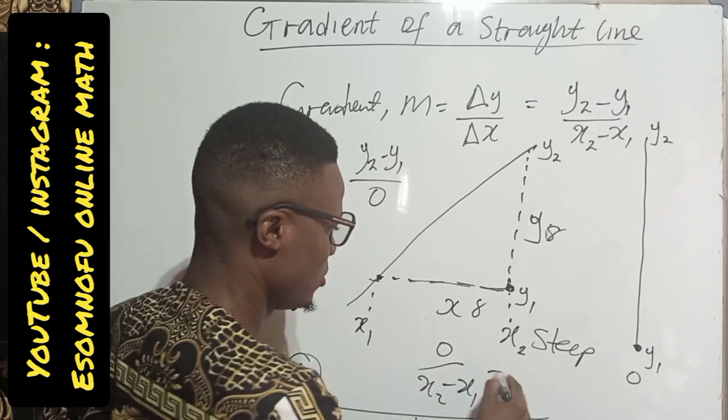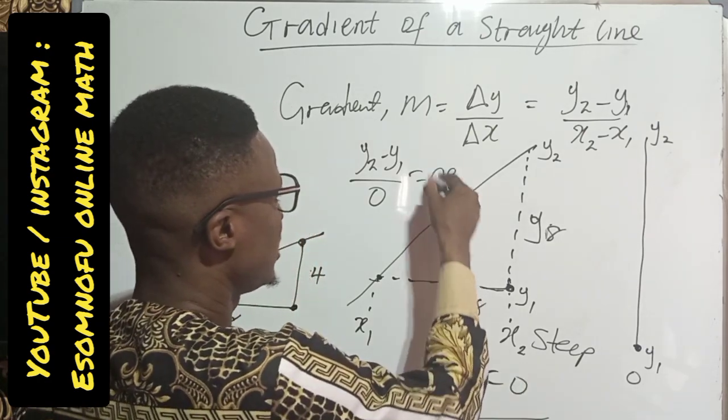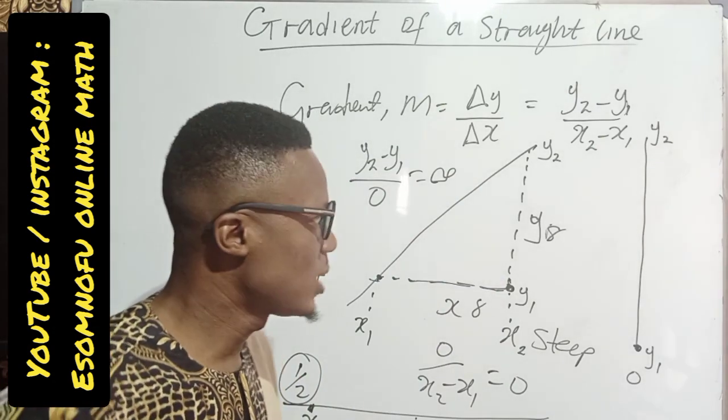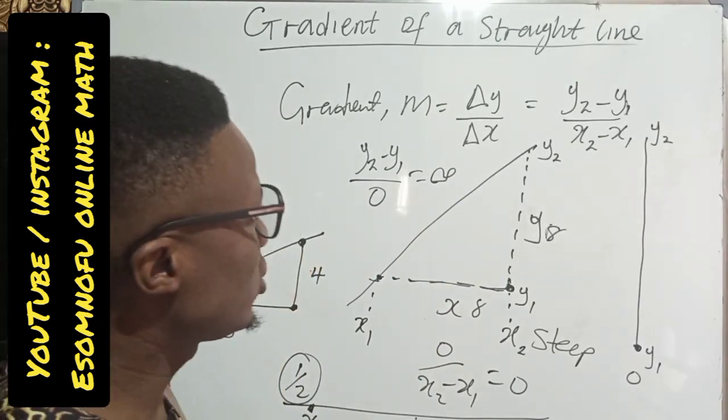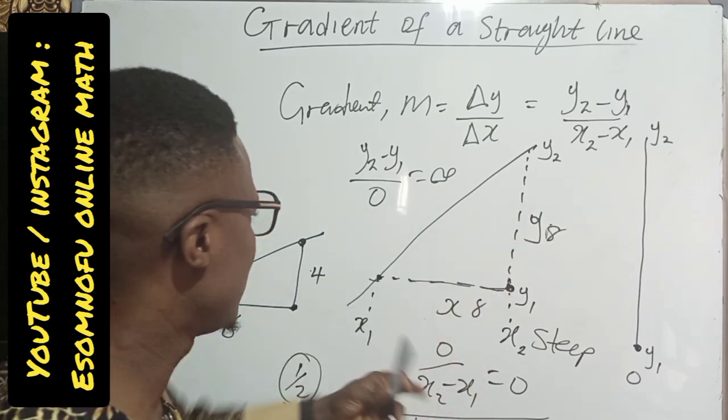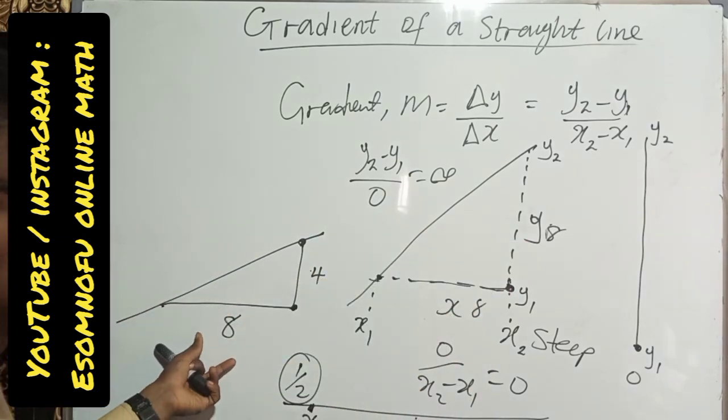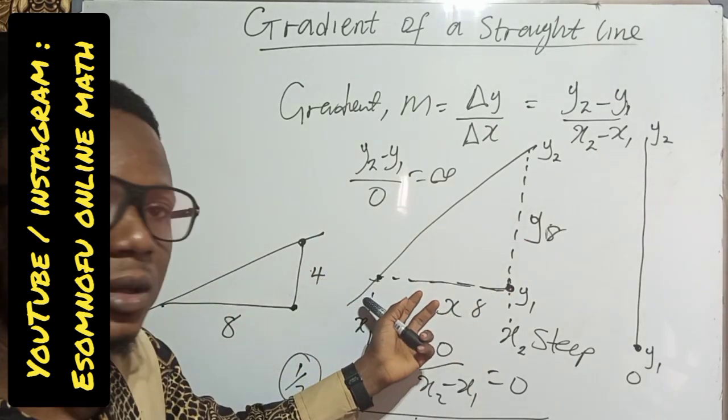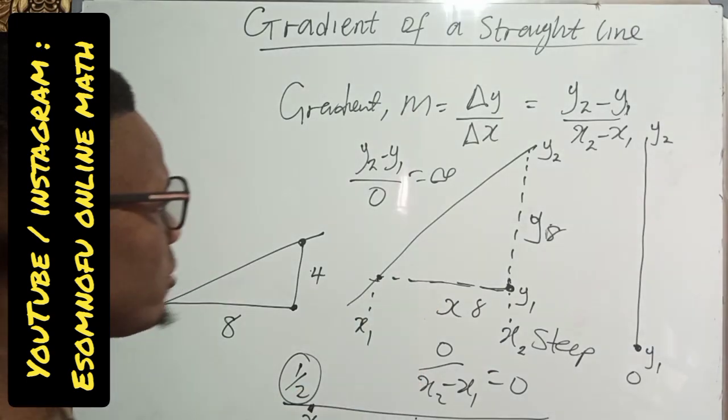And this will give us 0, unlike this one, which is undefined, infinity. Okay, so you can now see that gradient is just the measure of change in y to change in x. There is a change here, but the change here is little compared to this one. Okay, now there are so many kinds of slopes.